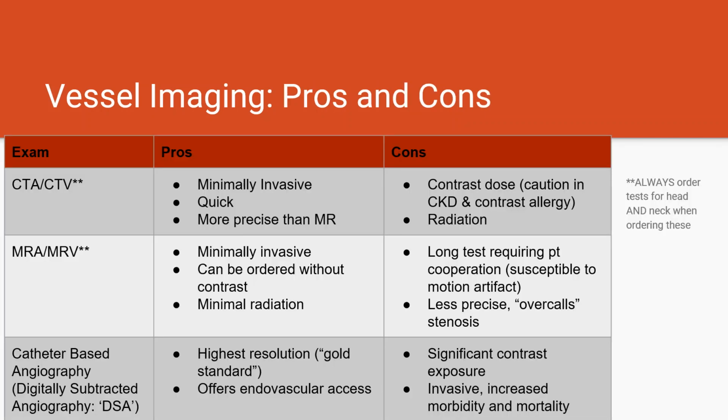There are three types, like I said, of vessel imaging: CTA/CTV, MRA/MRV, and then catheter-based angiography. So how do you know what test to order and when? All three of them have their own pros and cons.